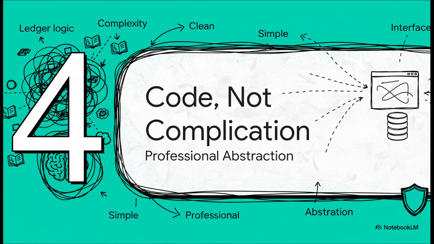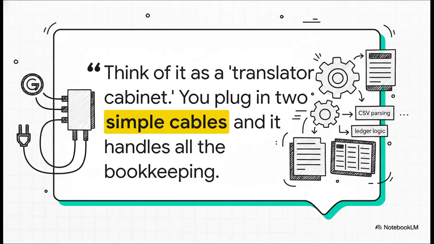Okay, I know hearing about ledger logic might sound a little intimidating, but the absolute beauty of the FreeStack framework is that it hides all that complexity. You never have to see it. It's all tucked away behind a clean, simple, professional interface. This translator cabinet analogy is just perfect. As the developer, you don't have to worry about how the sausage gets made. You just plug in your two simple Google links, and the cabinet handles all the messy, complicated stuff for you.